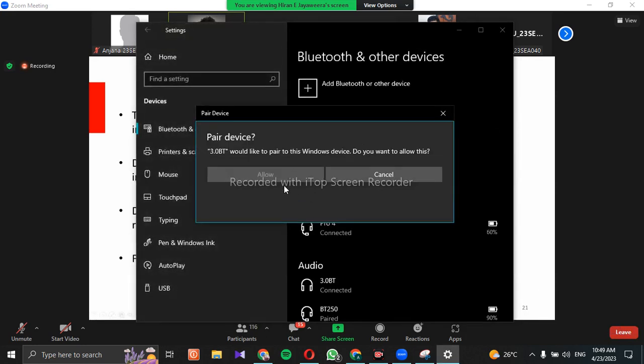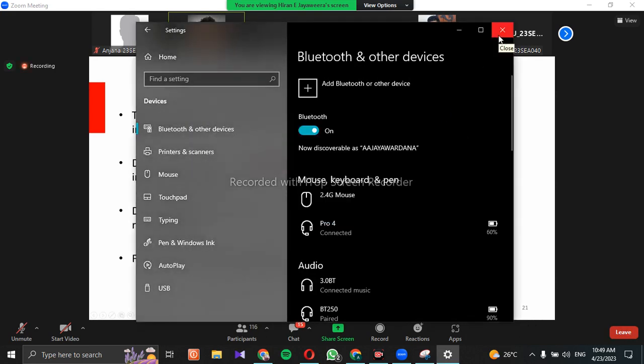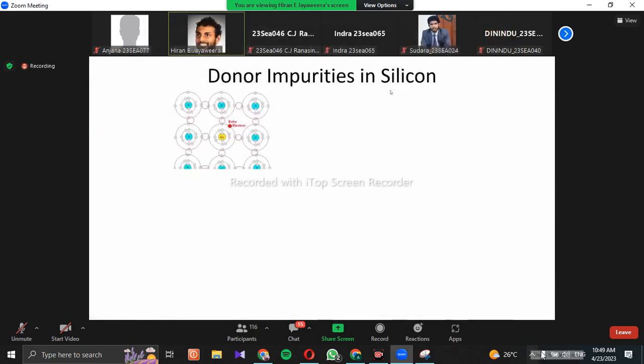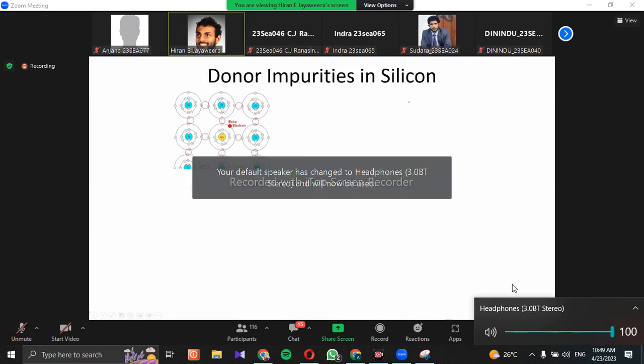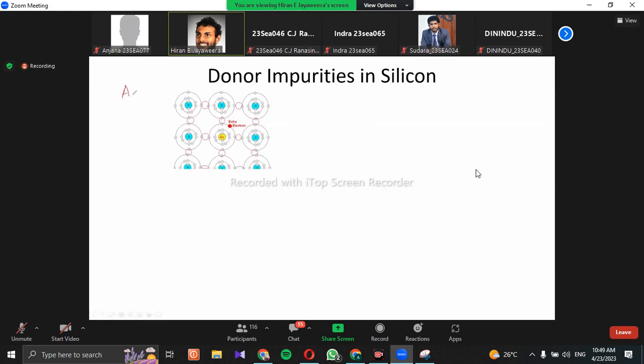So in the case of silicon or germanium, we can get impurities from column 3 or 5 of the periodic table, right? Now, if we consider column 5, arsenic is coming from column 5. In the outermost shell, you have 5 electrons. And for silicon, in the outermost shell, you have 4 electrons.